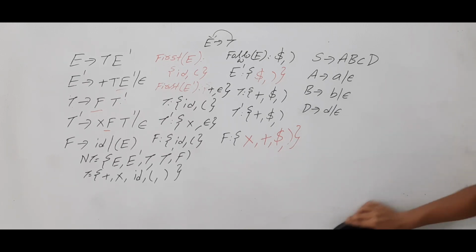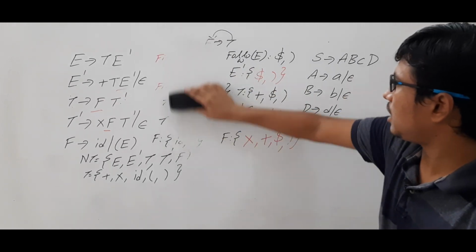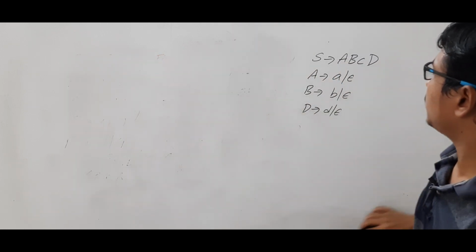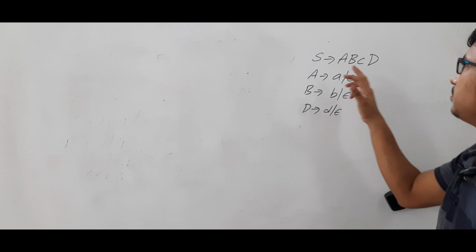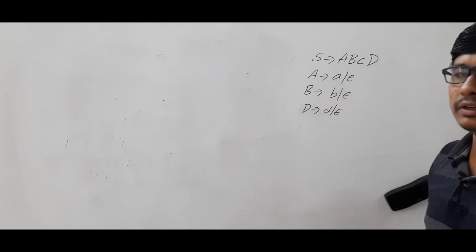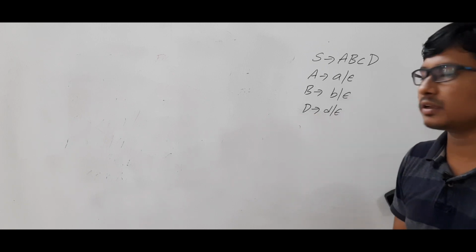Shall I erase this one so that whatever the space you have, you can use it. Okay. What is the grammar they have given? S determines A, B, C, D. A determines A or epsilon. B determines B or epsilon. D determines D or epsilon.